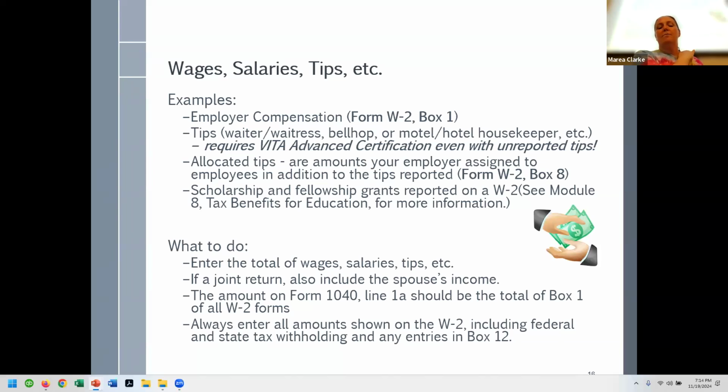Scholarships and fellowships that get reported on a W-2, we'll talk about that when we get to education benefits. That's going to be somebody that's got a quote scholarship, they have to work for it.